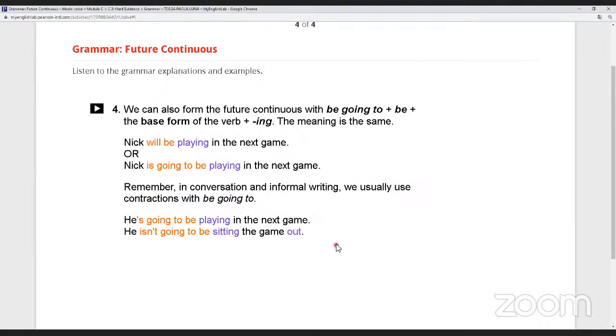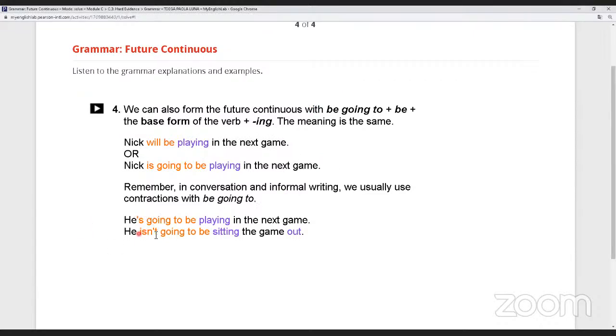Okay, Miss. Nick will be playing in the next game, or Nick is going to be playing in the next game. He is going to be playing in the next game. He isn't going to be sitting the game out. Okay, thank you. So yes, it's like he's not going to play, right? Sitting out is like that, not to play. So yes, as you can see, both meanings are the same.